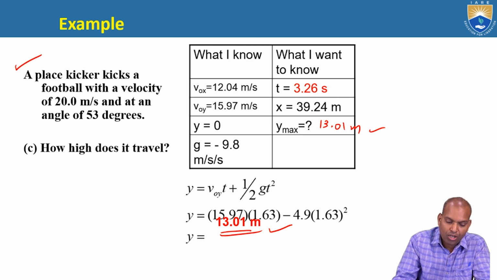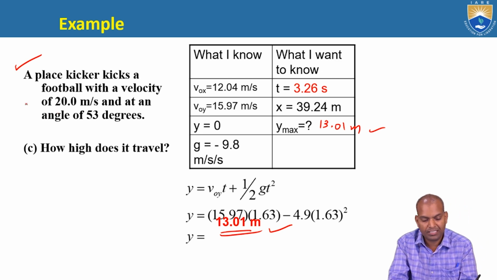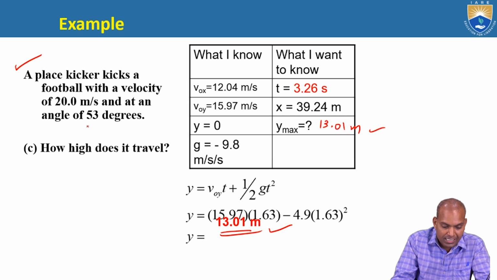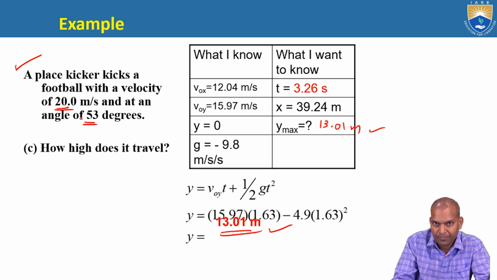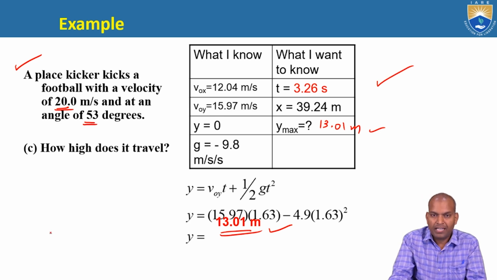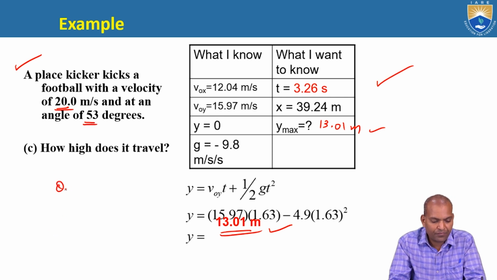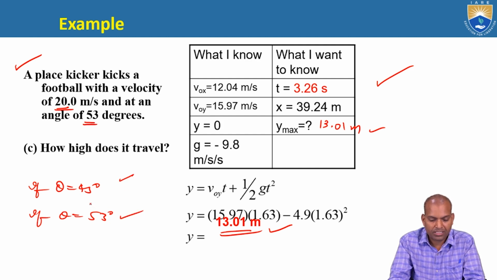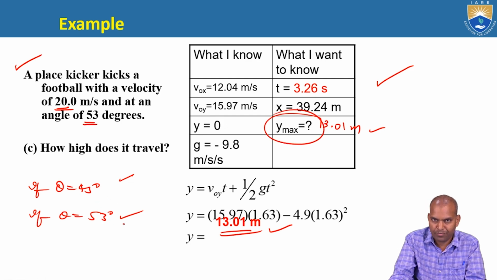A kicker kicks a football with a velocity of 20 meters per second, at an angle of 53 degrees. Now here is a question for you to solve as an assignment. Consider the same velocity of 20 meters per second. Consider a 45 degree angle, compare those values with these values and let me know. If theta is 45 degrees and if theta is 53 degrees, what are the time t, x and y max? For which case are these values maximum? Height you can find out as y maximum.